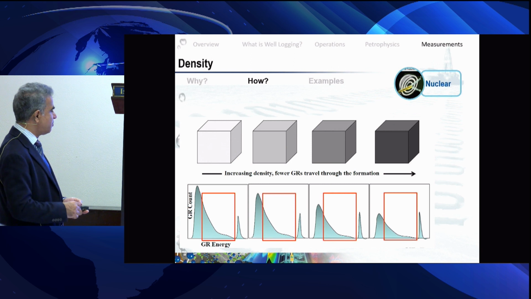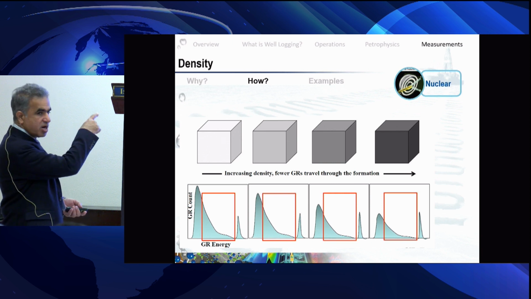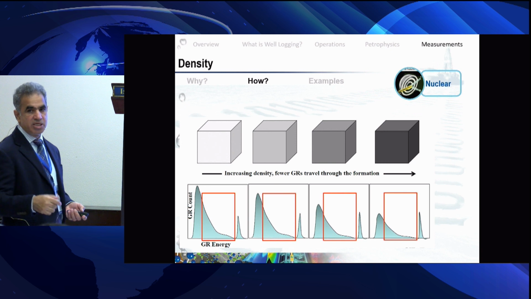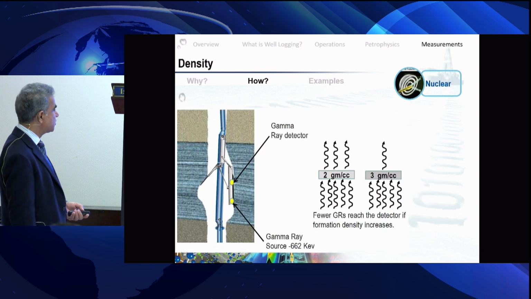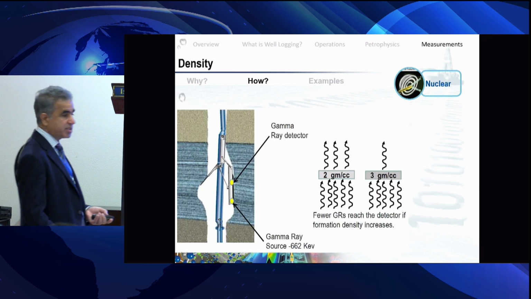As you can see with the bottom blocks, most of the energy is being absorbed, and with higher density, the rock is more solid, and fewer gamma rays reach the detector. It means it's denser, with low porosity, high grain density, high matrix.